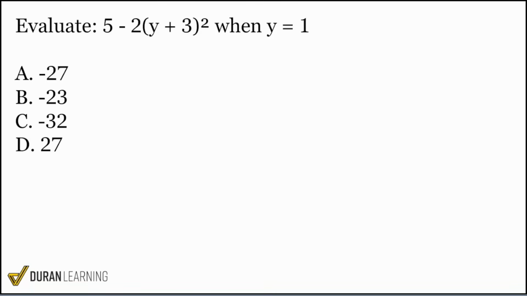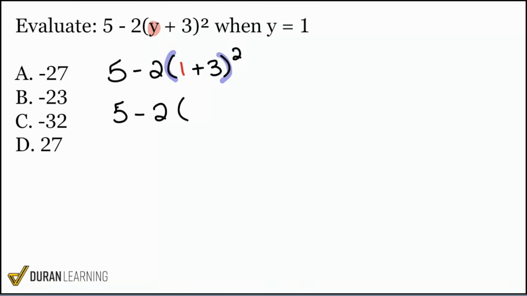So we'll plug in 1 for y, and y only appears right there. So let's get after it. We have 5 minus 2, open that parentheses up, plug in 1 for y, and then we have plus 3, and then squared. From here, we'll do 1 plus 3 because we're going to take care of the parentheses first. So we'll take care of this parentheses first, leaving us with 5 minus 2 times 4 squared.